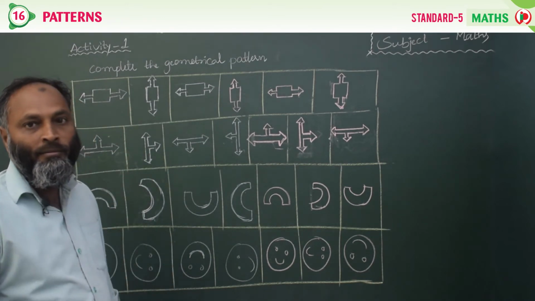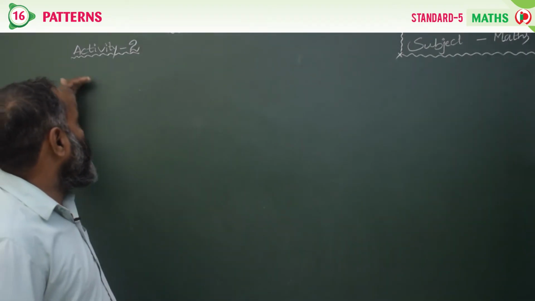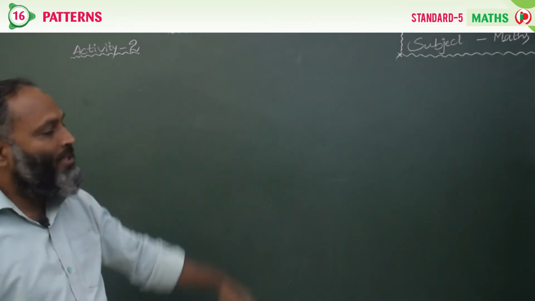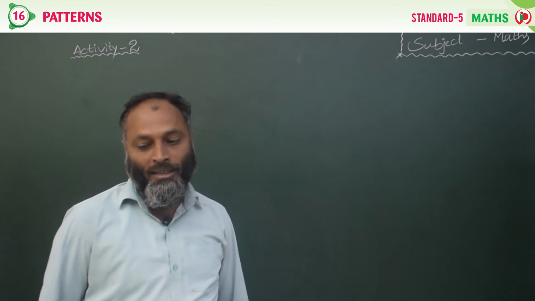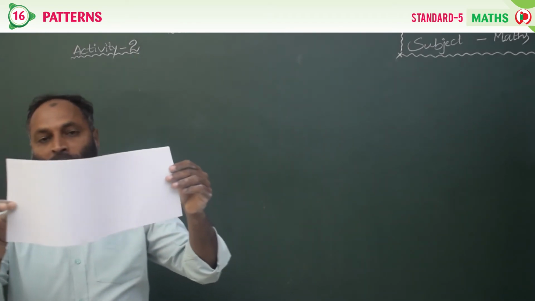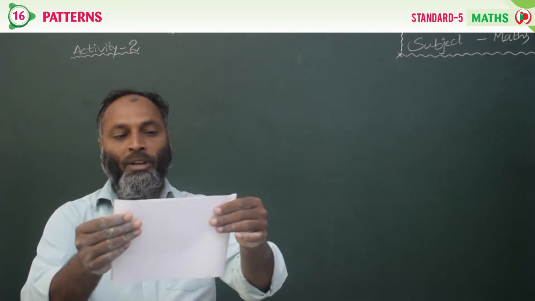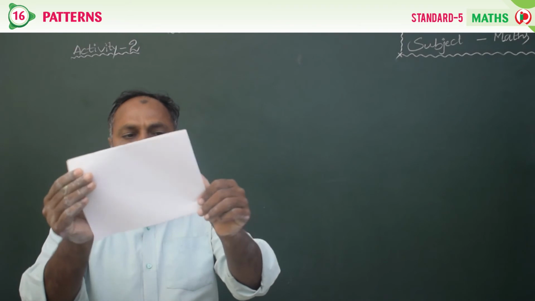Okay. Okay students. Now, activity 2. In the second activity, we are going to prepare a pattern. See here how to prepare a pattern. First you take a paper, a rectangular sheet of paper. Now after that you fold it into two equal halves like this.